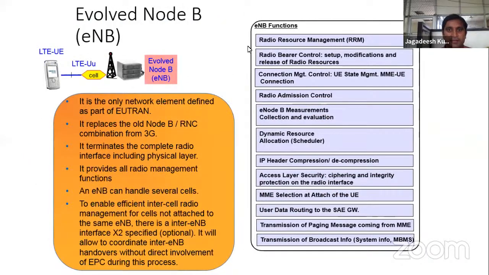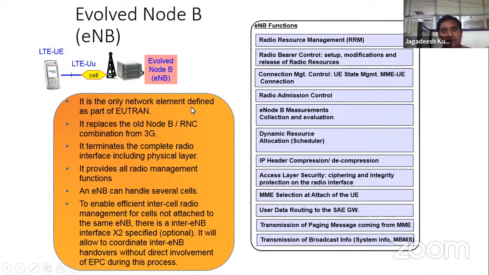So this is evolved node B actually. So these are the functions like radio resource management, radio bearer control, setup, modifications and release of radio resources, connection management, control state management, radio admission control, E node B measurements, collection and evaluation, dynamic resource allocation, IP header compression and decompression, MME selection and attach of the UE, user data routing to the serving gateway, transmission of paging coming from MME, transmission of broadcast in the systems. So this is actually the gist of this one.